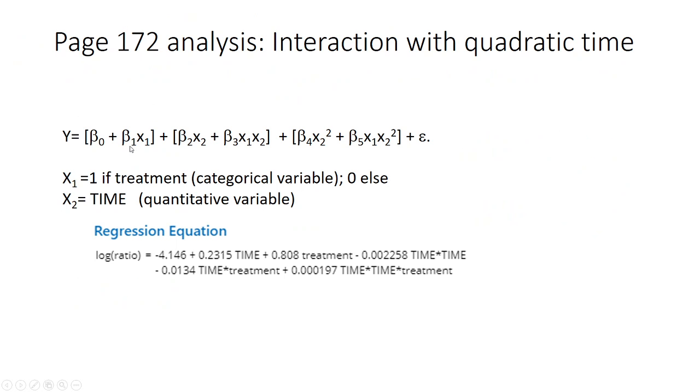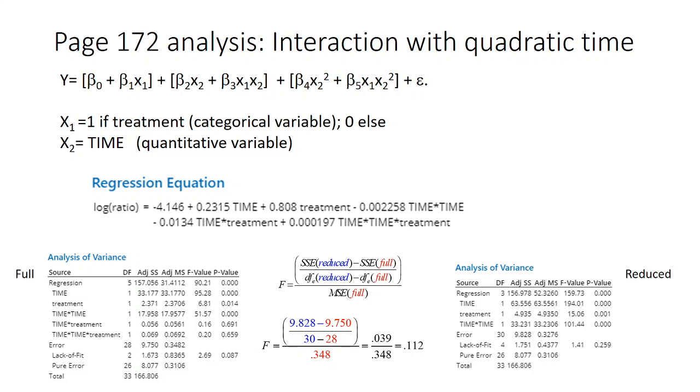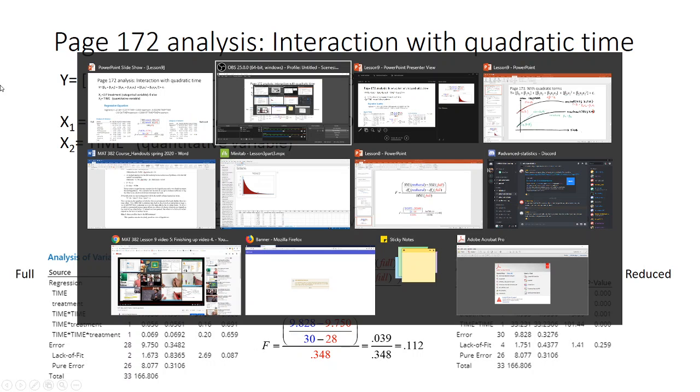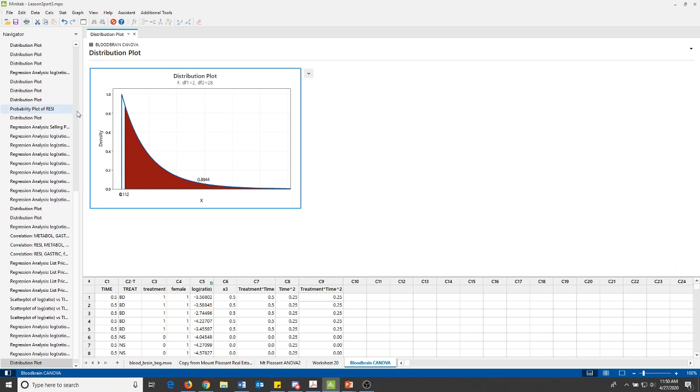So remember, we were talking about this on page 172. Our original model is y equals beta naught, and remember, x1 is the treatment, and that's categorical data. If you had the treatment, you had a 1, 0 otherwise. X2 is time, and that's quantitative data. And this is what we had in our last video in terms of what our regression equation might end up being. All right, so let's go ahead and take a look at Minitab on how we got that.